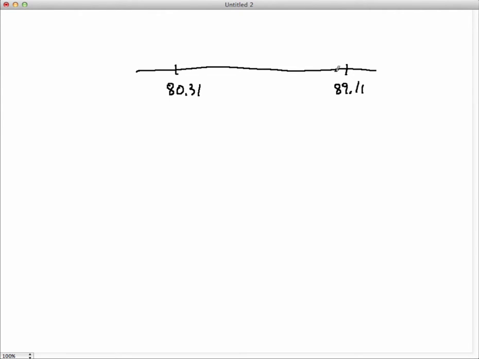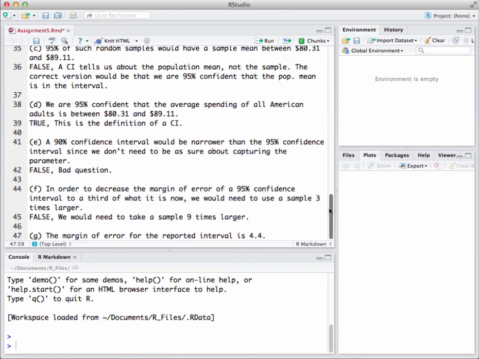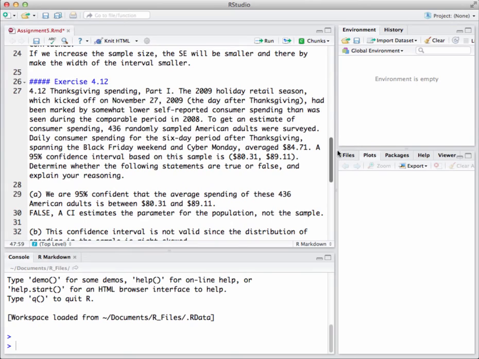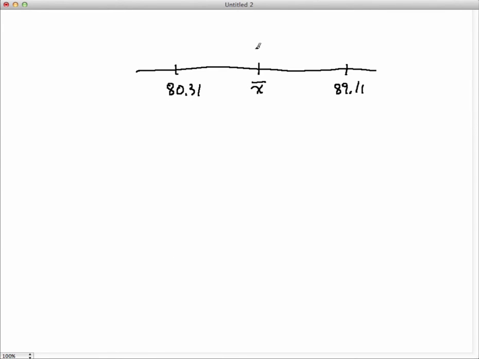Now, what we know is the center of this interval is going to be at x bar. They told us in the problem what the center was. Let's go back for just a moment to remind ourselves. If we go back and look at the document, remember they told us back up here that of the 436, $84.71 was the average. So 84.71 is going to be equal to our mean.